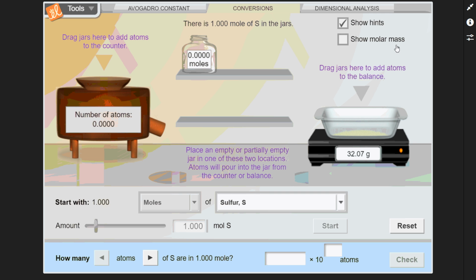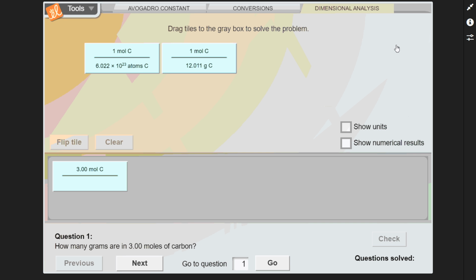Now, the last one you're looking at is this. And this is a series of questions you're going to go through. I think there's about 40 of them. There's quite a few. Okay. And you're going to click over here, show units, show numerical results. It does the math for you. So what we want to do here is how many grams are there in 3 moles of carbon? So we're going to use factor label or the factor cancellation method.